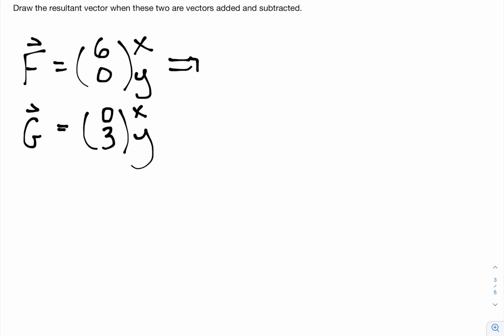So if we look at F here, it's going to go 6 in the horizontal direction, so 6 to the right, and 0 up or down. So it's not going to go up or down like this because the vertical component is just 0. So this is our F. Our G, on the other hand, its x component is 0, and its y component is 3, positive 3, so that means it's going to go up. So it's going to be half the magnitude as the x component of F, except now it has a vertical component instead of horizontal.